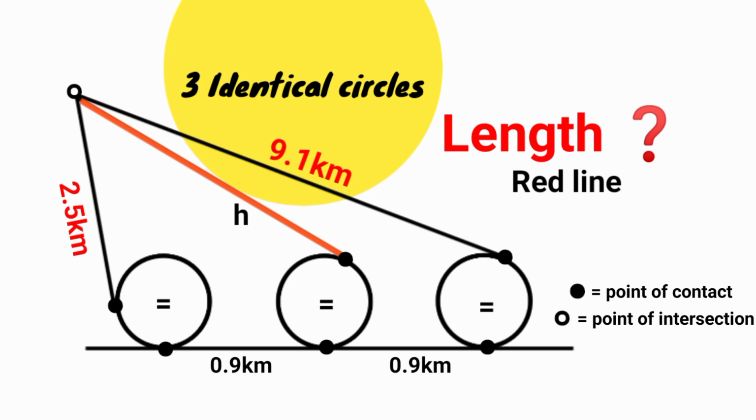Here they said the three circles are identical. That is, this circle, this and this are congruent. Lastly, the point with the thick black color is a point of contact, while the point with the white and black color is a point of intersection. That is, this is a point of intersection of this line, this and this, while this point, this and this are points of contact. So how can we solve this?